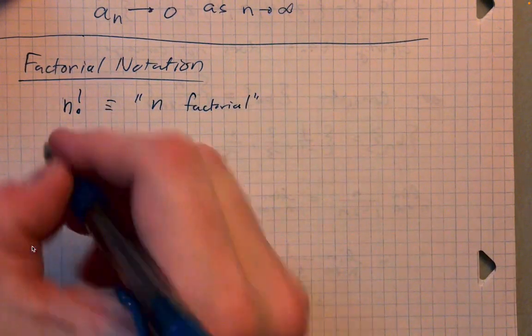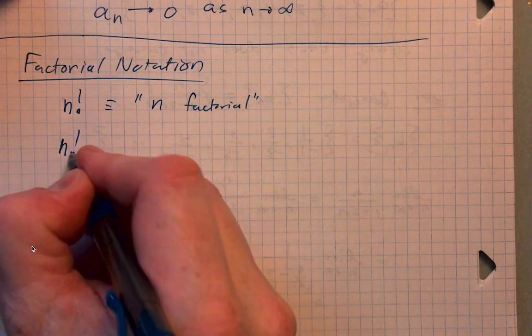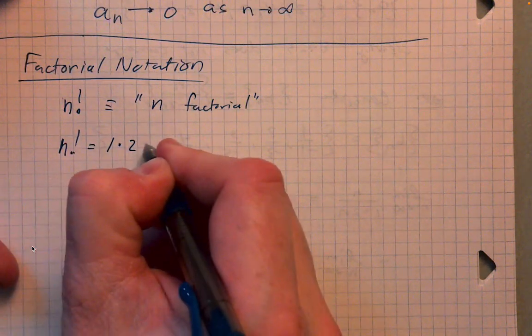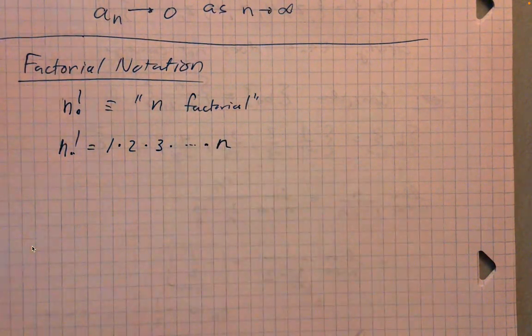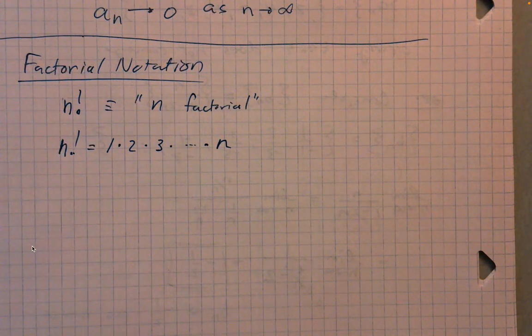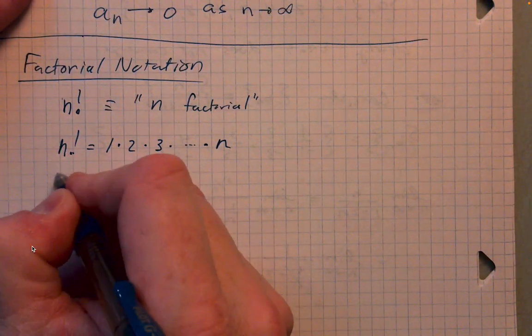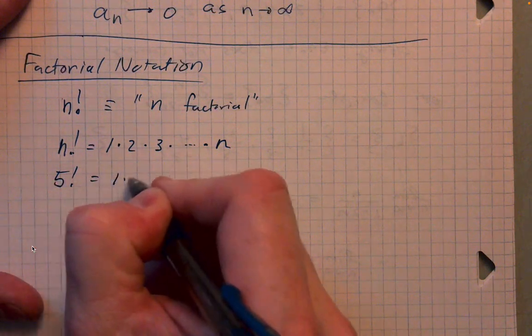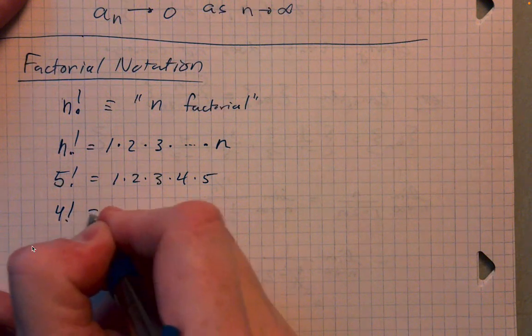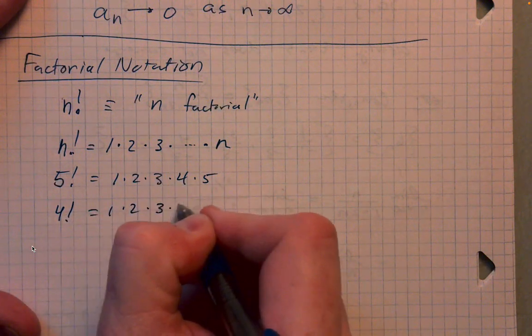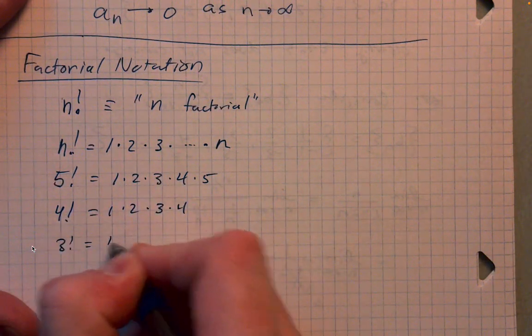And what does n factorial equal? It equals 1 times 2 times 3 times ... times n. Basically just multiplying all of the positive integers less than or equal to n together. So for example, 5 factorial is 1 times 2 times 3 times 4 times 5. 4 factorial is 1 times 2 times 3 times 4. 3 factorial, 1 times 2 times 3.